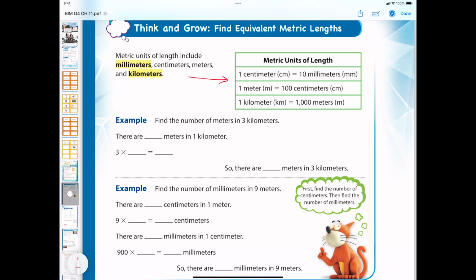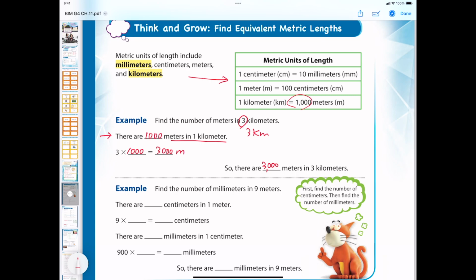Here, find the number of meters in 3 kilometers. All right, so please think. There are how many meters in 1 kilometer? 1,000, right? So 3 kilometers is equivalent to what? 3 times 1,000 is equal to 3,000 meters. So there are 3,000 meters in 3 kilometers.